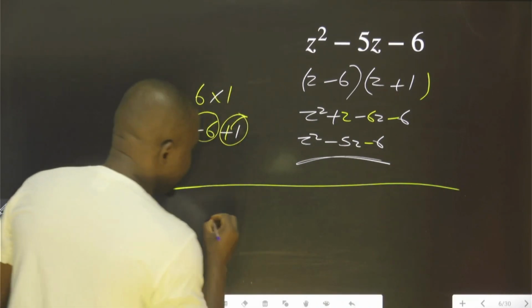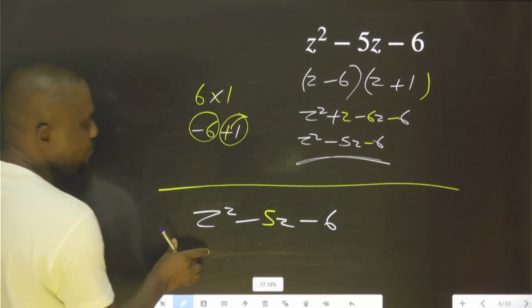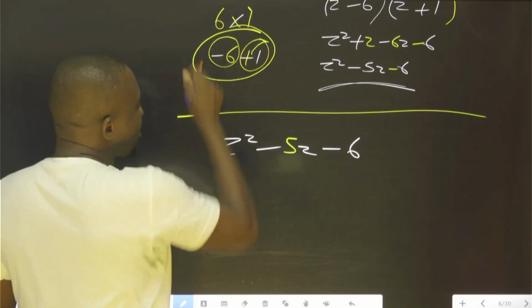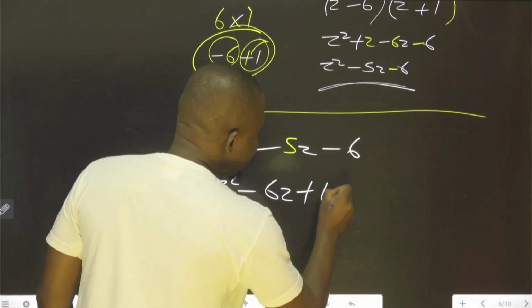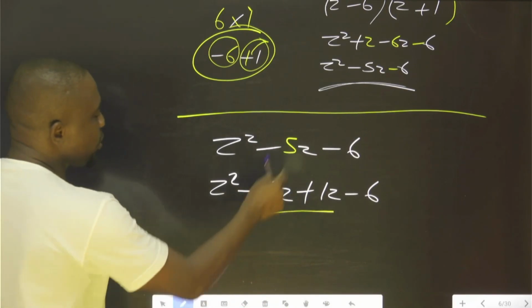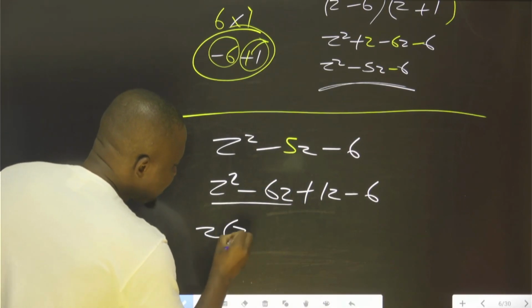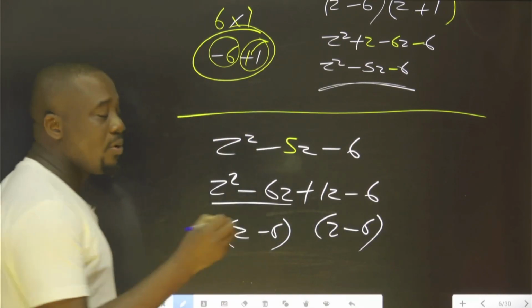Okay? Let's apply it here. Z squared minus 5z minus 6. What we establish is minus 6z plus 1z, minus 6. These two replacing this, okay? Then what is common between these two is z. Z is remaining, 6 is remaining. You repeat this, z minus 6, okay?